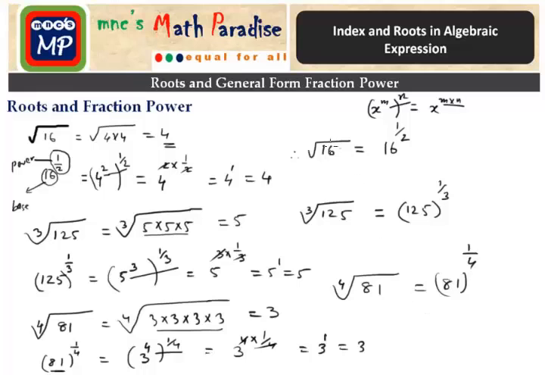So from these three examples, it is very clear that square root here nothing means 2 actually. Second root of 16 is 16 to the power 1 by 2. We don't put this 2. By default for square root we consider that there is a 2 here. We don't write it, but square root means actually second root. So second root of 16 is 16 to the power 1 by 2, fraction power. Cubic root of 125 is 125 to the power 1 by 3. Fourth root is 81 to the power 1 by 4.